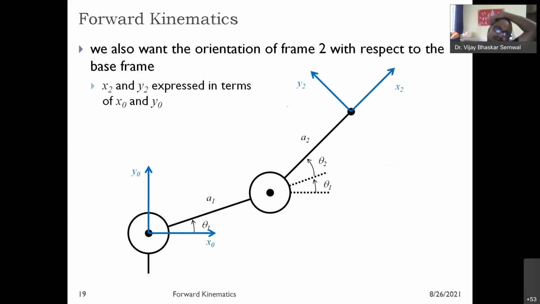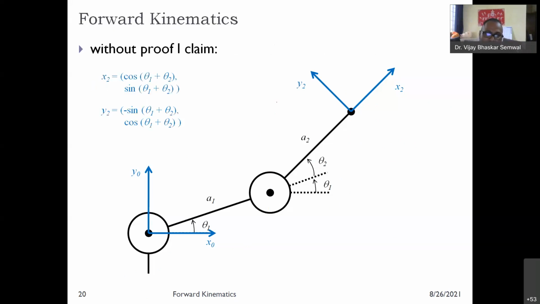We also want the orientation of frame 2 with respect to the base frame. So this is theta 1 plus theta 2. Now I need to find the orientation of this one. So x2 and y2 expressed in terms of x0 is here: x2 is cos(theta 1 plus theta 2), sin(theta 1 plus theta 2), and y2 is minus sin(theta 1 plus theta 2) and cos(theta 1 plus theta 2).